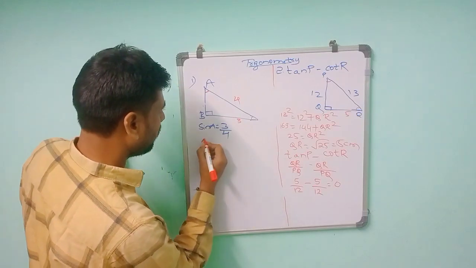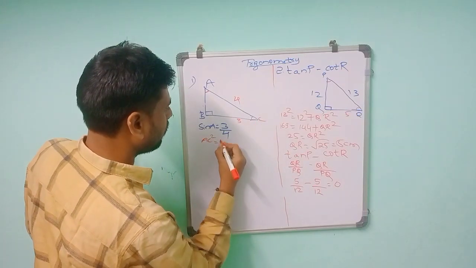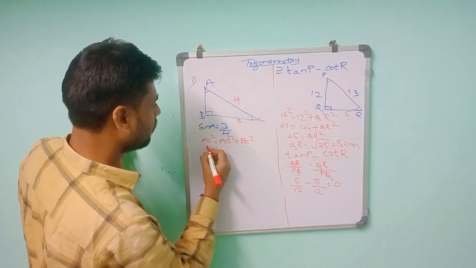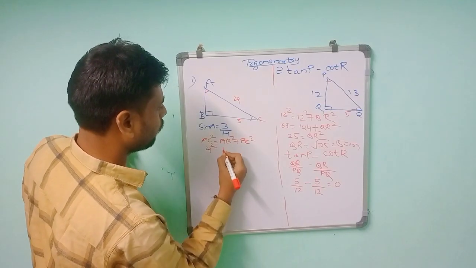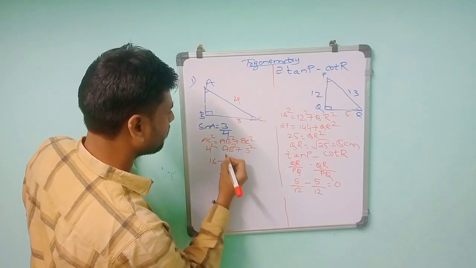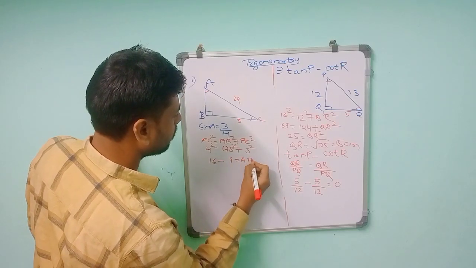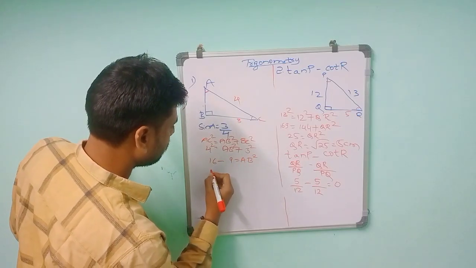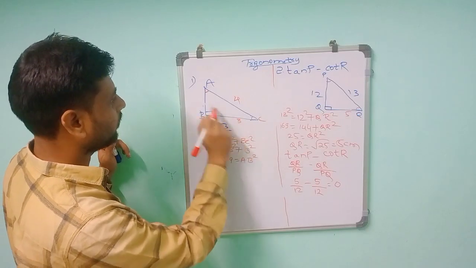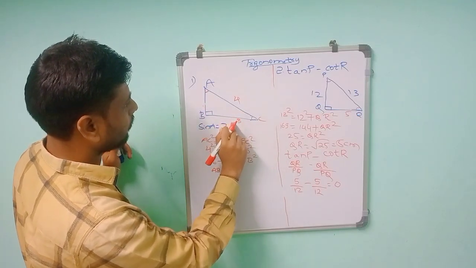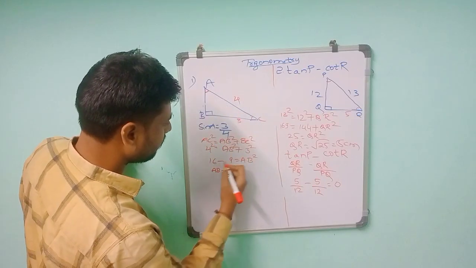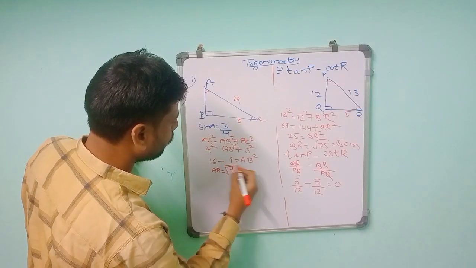AC square is equal to AB square plus BC square. AC is given as 4 square, AB square is unknown, and BC square is 3 square. So AB square is 16 minus 3 square, which is 9. 16 minus 9 is 7. So AB is equal to root 7.